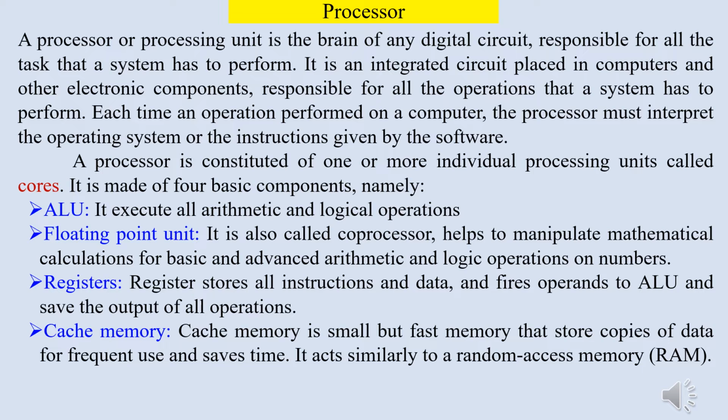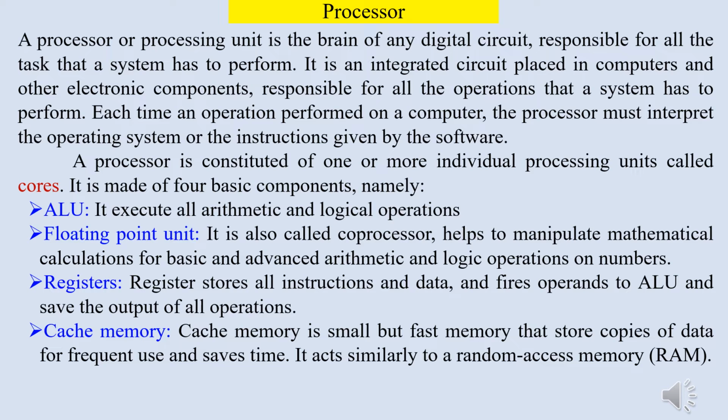Now it's the time to discuss processor in detail. In computing, processor or processing unit is the brain of any digital circuit responsible for all the tasks that a system has to perform. It is an integrated circuit placed in computers and other electronic components responsible for all the operations that a system has to perform. Each time an operation is performed on a computer, the processor must interpret the operating system or the instructions given by the software. A processor is constituted of one or more individual processing units called cores.